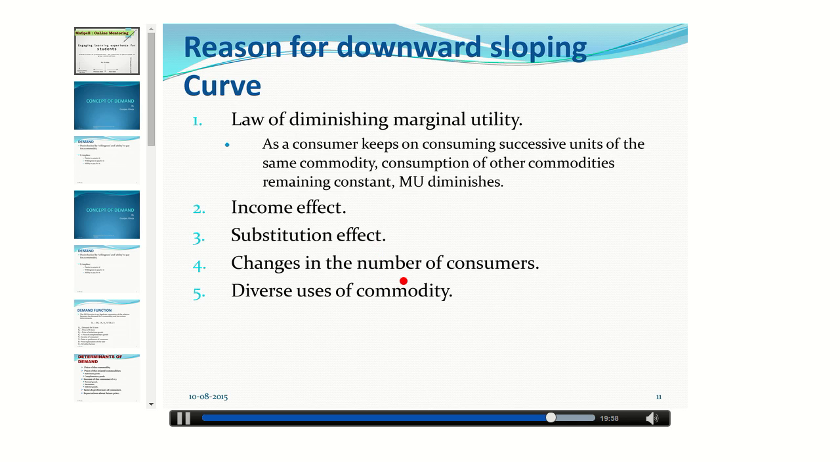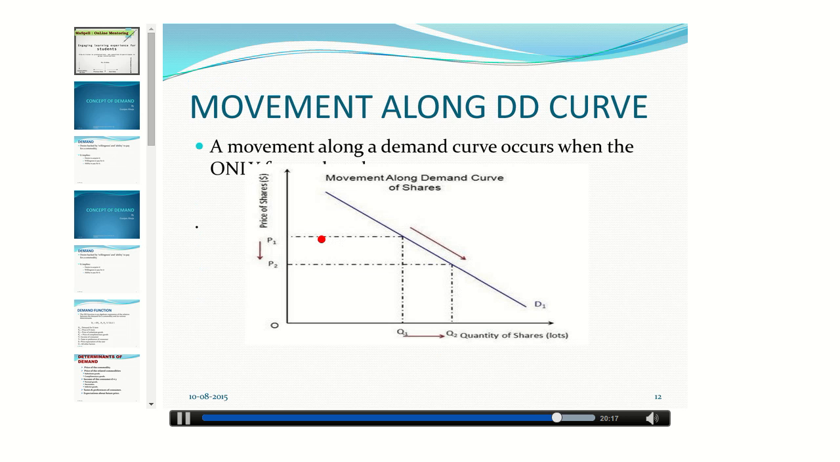And if that goes down, the demand would be high. Changes in the number of consumers, and the taste and the preferences of the consumers will change. And diverse uses of the commodity: if the commodity has diverse uses, demand may be high.